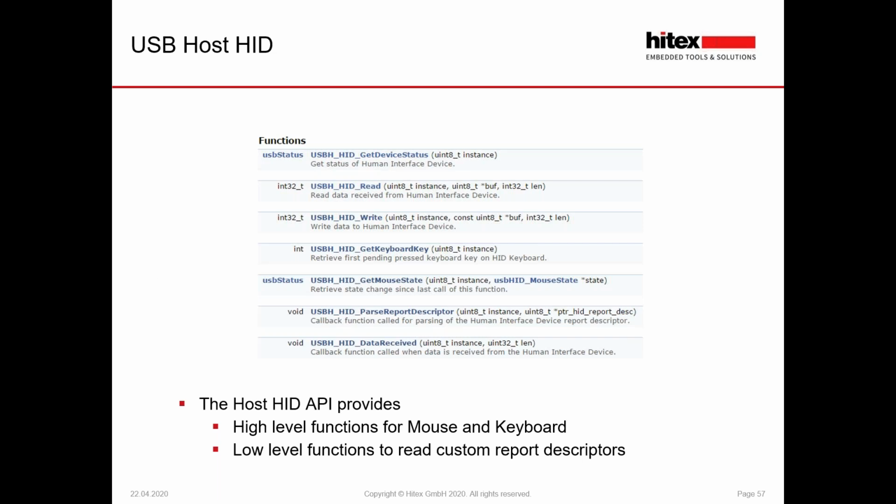Then we have specific support for getting a mouse state or getting keyboard information. If you're putting a custom device on, we've got this HID parse report descriptor. As a device connects and enumerates, we can then read its report descriptor to work out how to communicate with it. We've then got additional functions to read and write to the HID device. So here are the high-level functions to manage common HID devices, but we can deal with custom things as well.